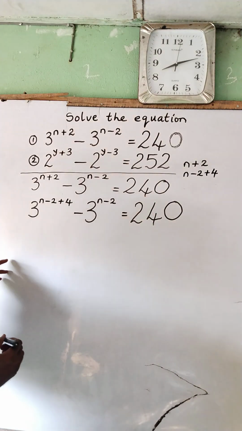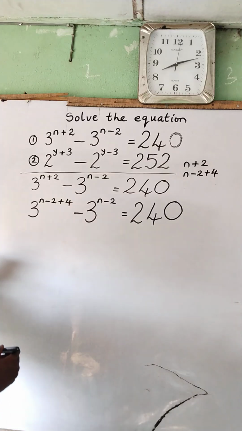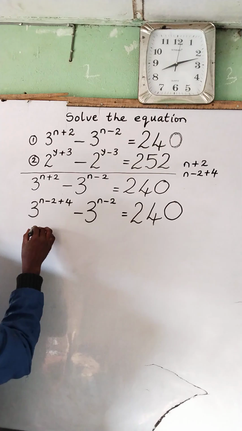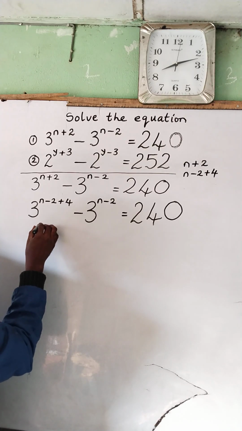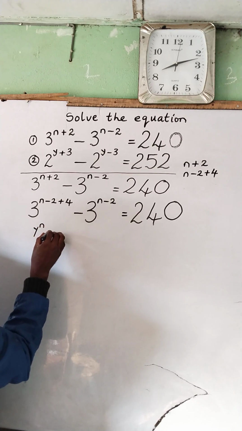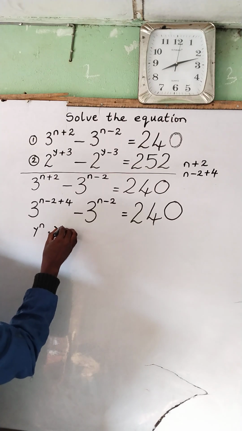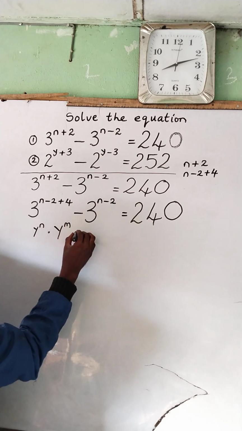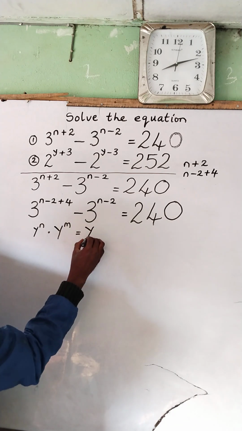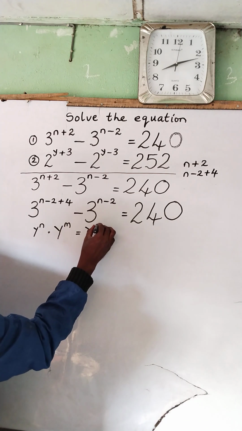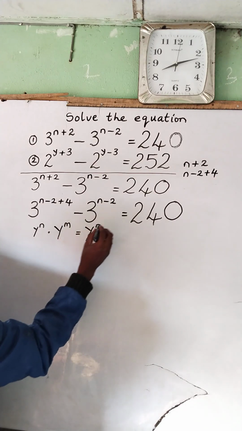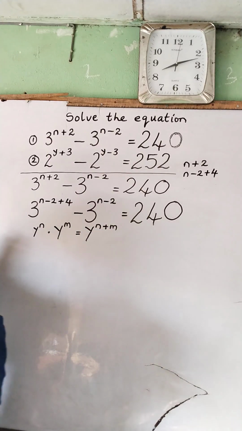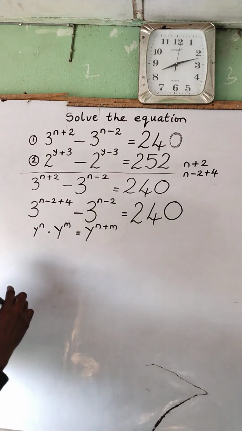So next thing that I will do now is this. I will apply one of the multiplication laws of indices, which stipulates that if we have something like y power n multiplied by y power, let's say m, this is the same thing as y power n plus m, because of this multiplication sign that we have here.